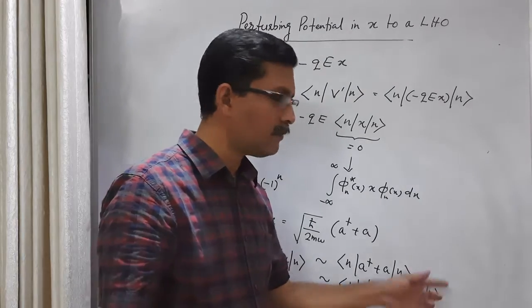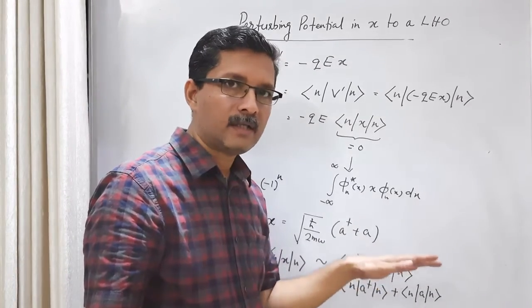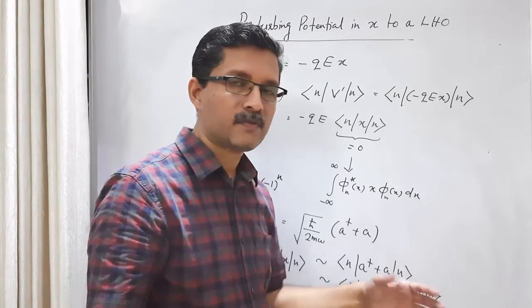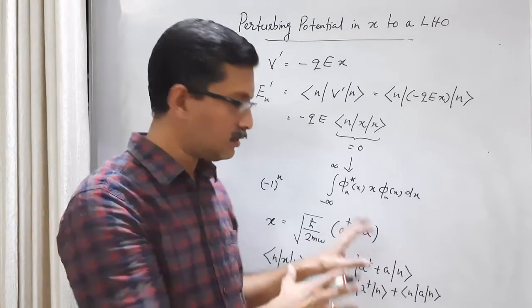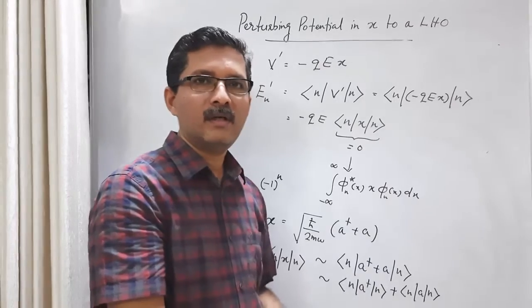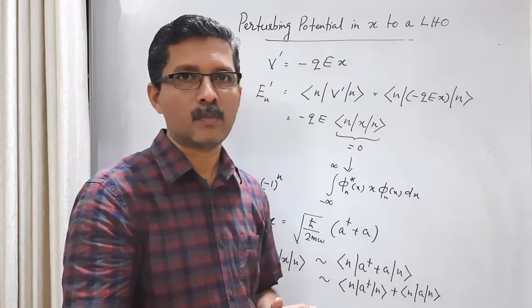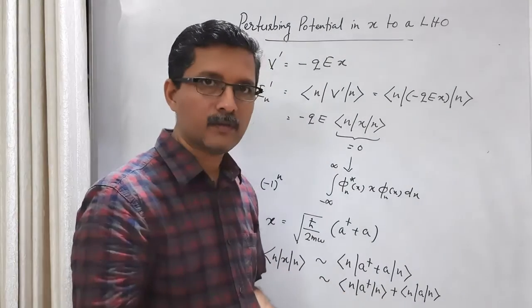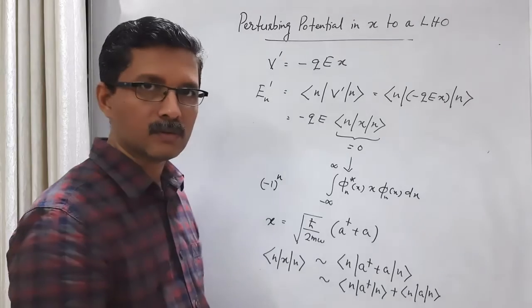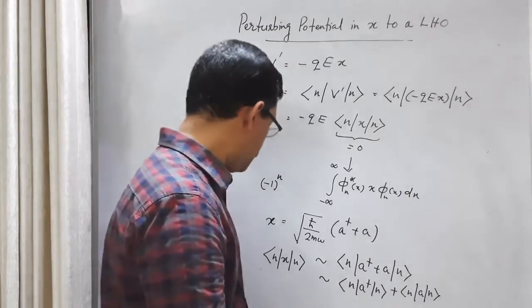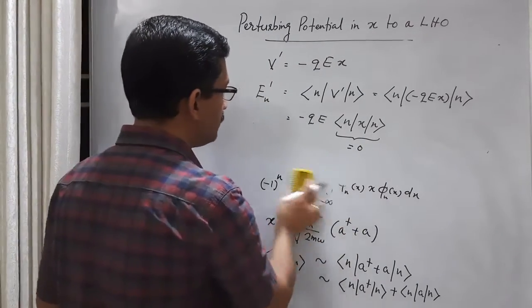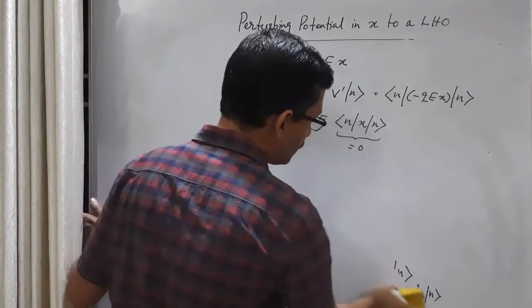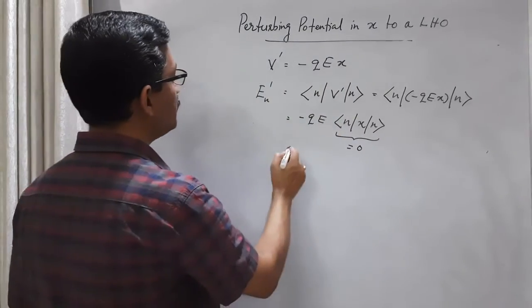Here a acting on |n⟩ brings the system to |n−1⟩. The bra vector is ⟨n|, the ket vector is |n−1⟩. Again they are mutually orthogonal. All these are eigenstates of the Hamiltonian. Since the Hamiltonian is a Hermitian operator, all these eigenstates are mutually orthogonal. So both inner products give 0, and this result will be 0. That is another way of arguing. So the expectation value of x in the unperturbed state will be 0. So what is the conclusion? The first order shift in energy is 0.